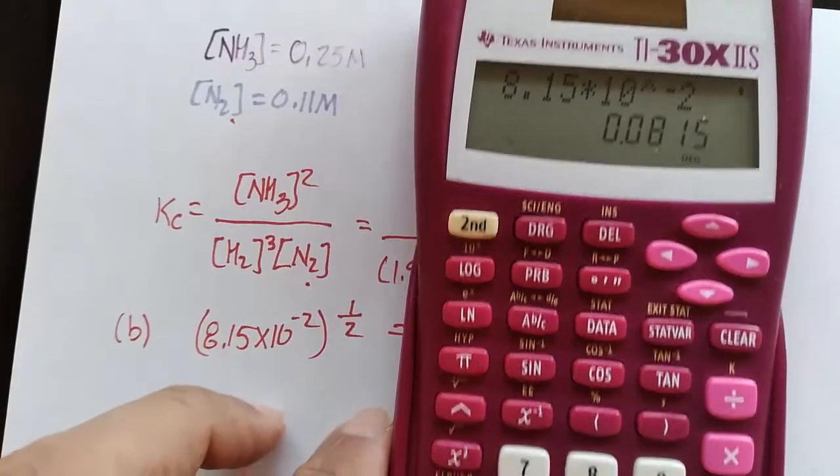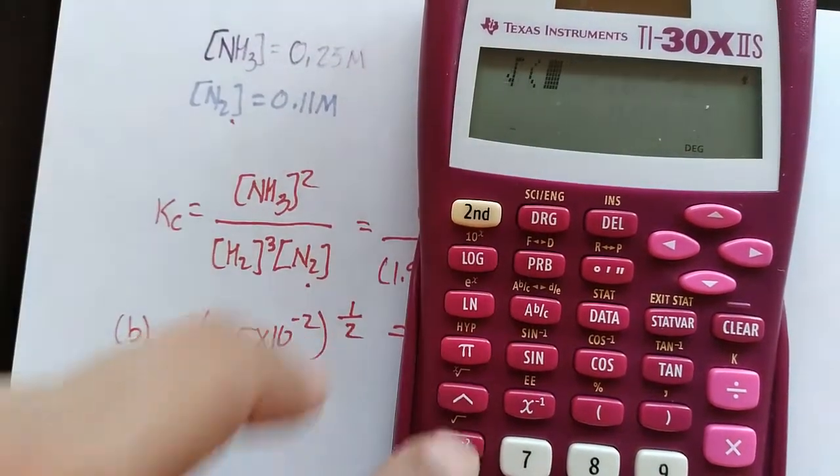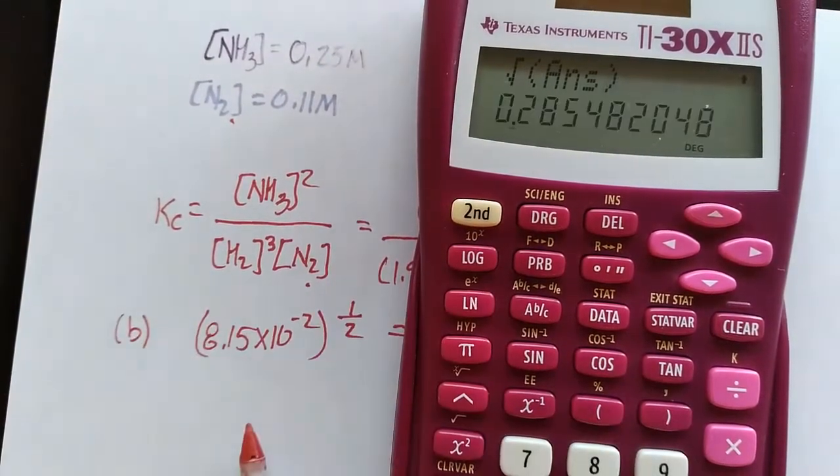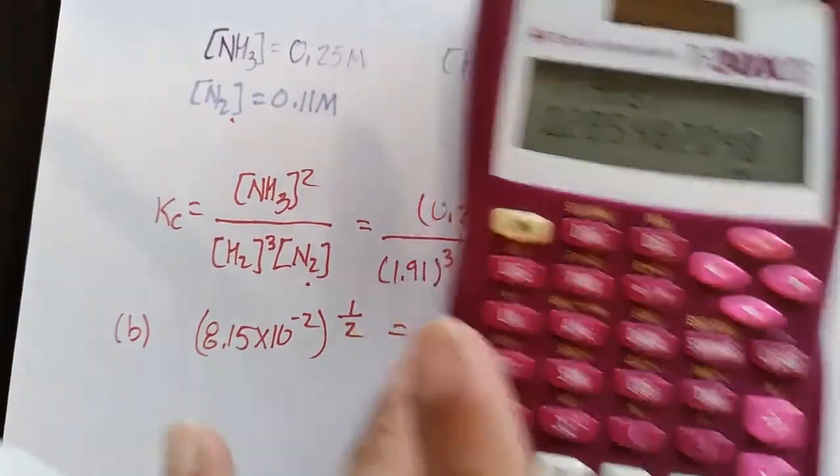And let's do our square root button, which is this one over here. Square root of our answer. And I'm getting about 0.285.